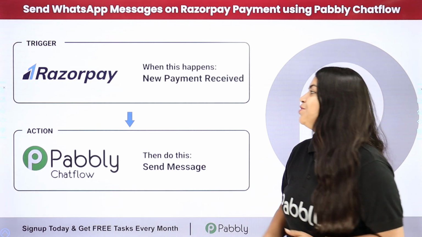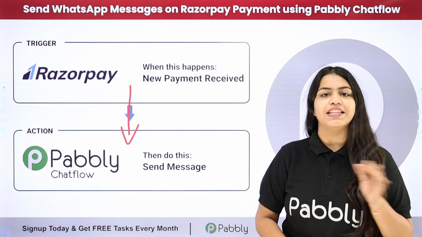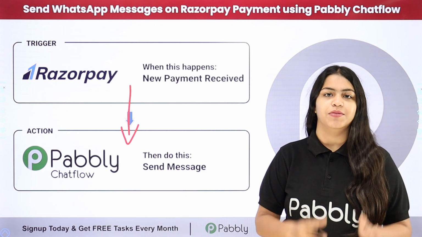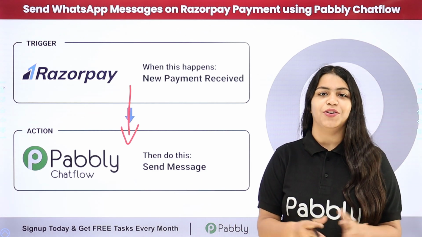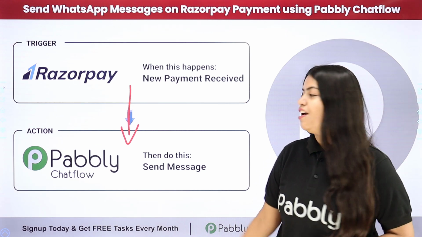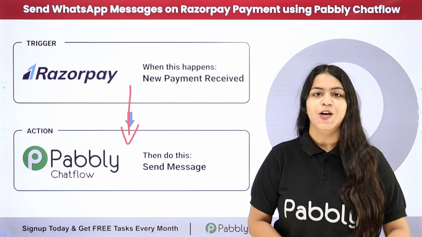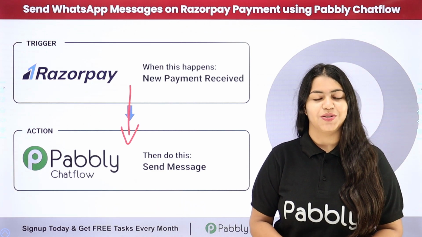So to do this, we are going to create a connection between Razorpay and Pabbly Chatflow. To create this connection without knowing any programming or coding language, we are going to use Pabbly Connect. It is an amazing automation software. And today, in order to send automated WhatsApp messages, we are going to use Pabbly Chatflow. So if you also want to create this automation for your business, then follow me through the screen.